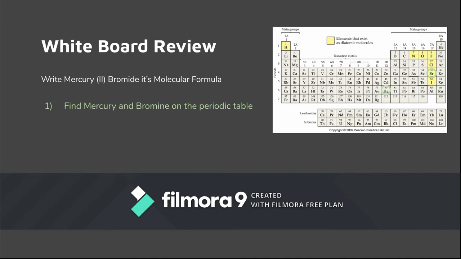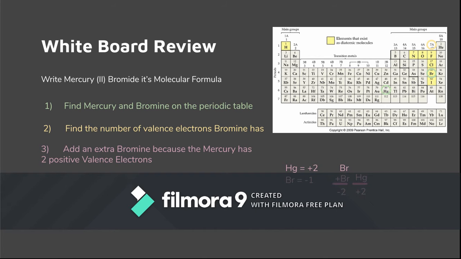To write mercury bromide in its molecular formula, you first have to find mercury and bromine on the periodic table. Then find the number of valence electrons bromine has. After, you add an extra bromine because mercury has 2 positive valence electrons. The answer is HgBr2.